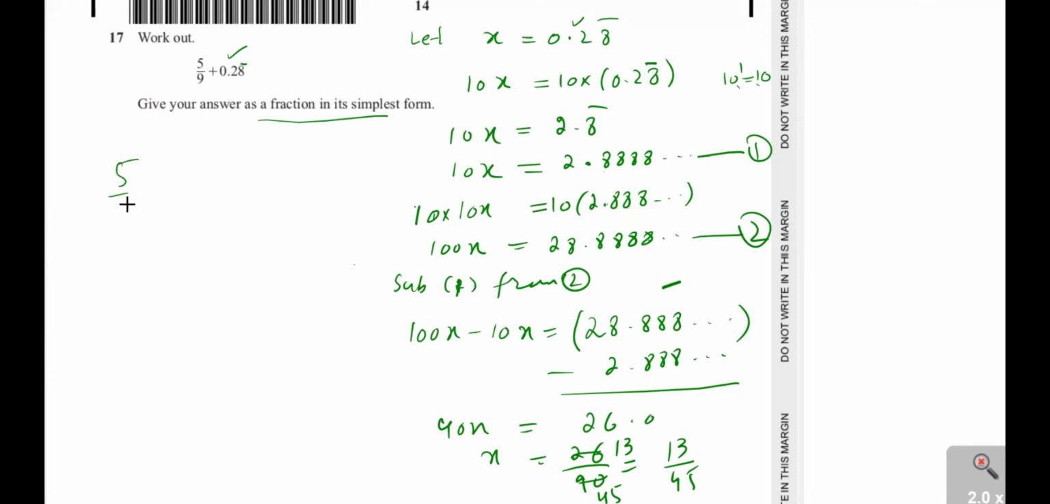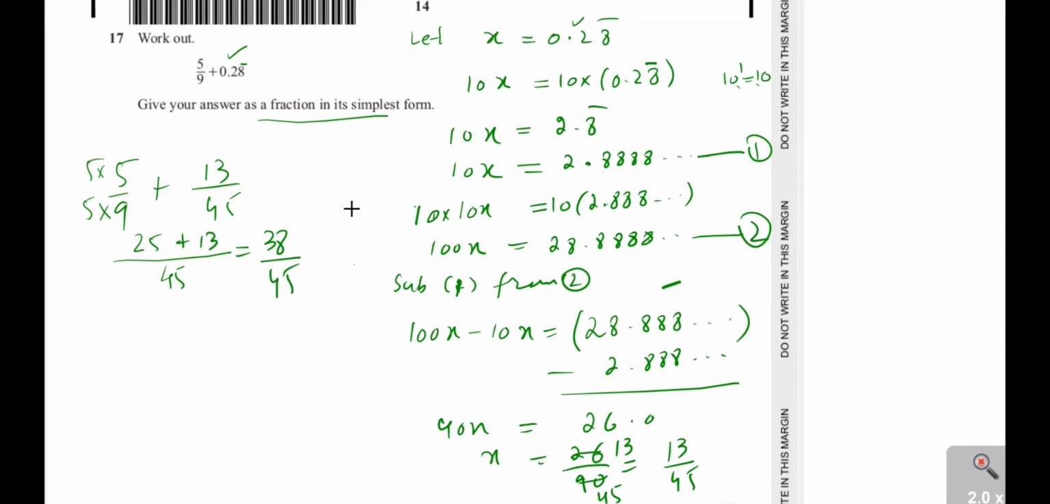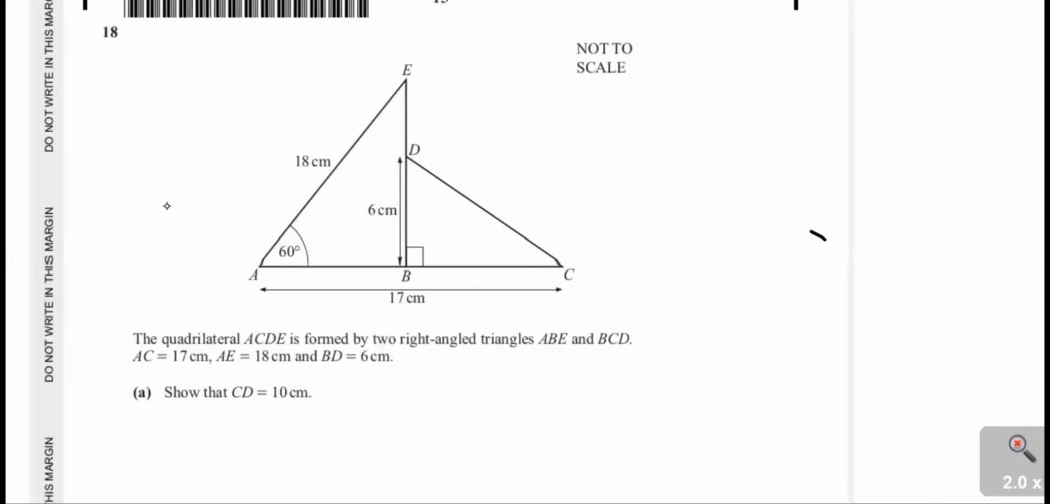We can write 5 over 9 plus 13 over 45. Now to add these two fractions, to make the denominator the same, we will multiply the first fraction by 5, and therefore the denominators become the same, and we can write 25 plus 13 over 45. This is equal to 38 over 45. This is the answer. Question number 18.